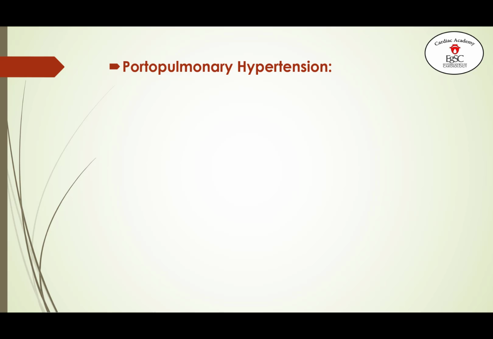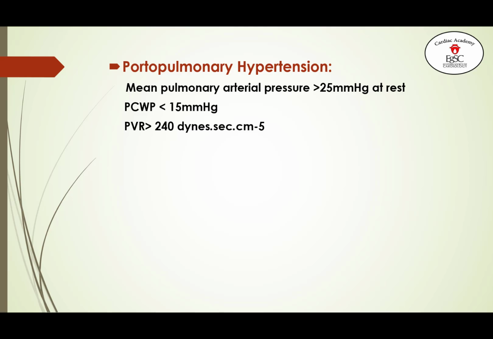Liver cirrhosis can cause portopulmonary hypertension. The diagnosis of portopulmonary hypertension mainly depends on mean pulmonary artery pressure more than 25 millimeters of mercury at rest, pulmonary capillary wedge pressure less than 15, and pulmonary vascular resistance more than 240 dynes.